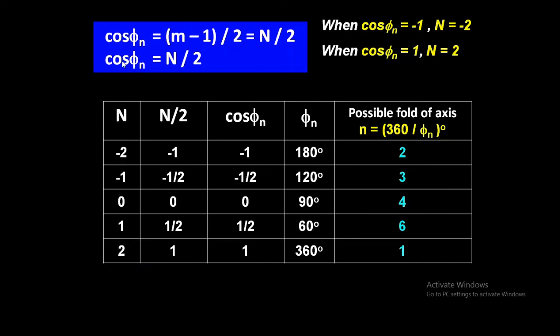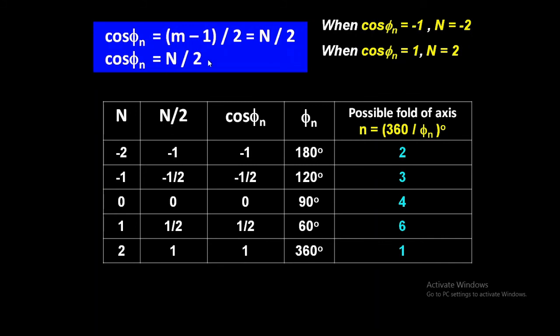With the help of this formula, if I divide by 2, then we will get n by 2. Minus 2 divided by 2 is minus 1, minus 1 divided by 2 is minus 1 by 2, 0 divided by 2 is 0, 1 divided by 2 is 1 by 2, and 2 divided by 2 is 1. So we get these values of n by 2.